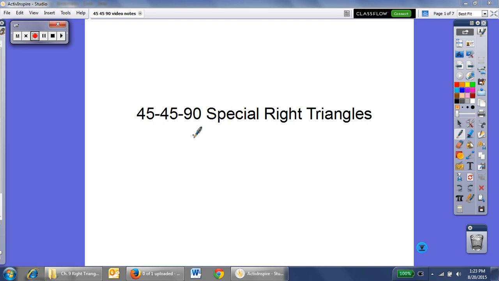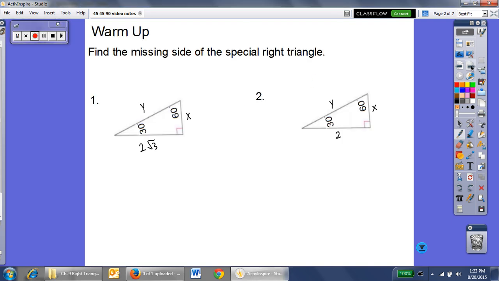Hello students, today we're going to be learning about 45, 45, 90 special right triangles. Let's begin with the warm-up about 30, 60, 90 triangles.